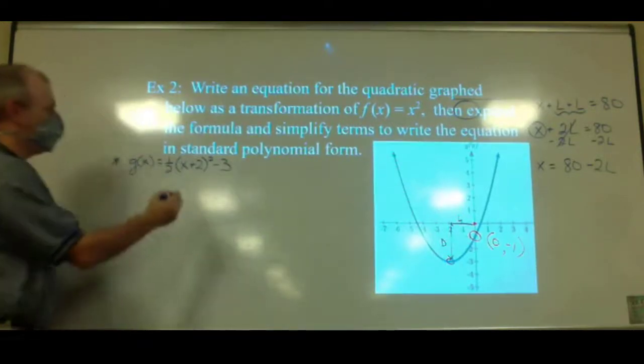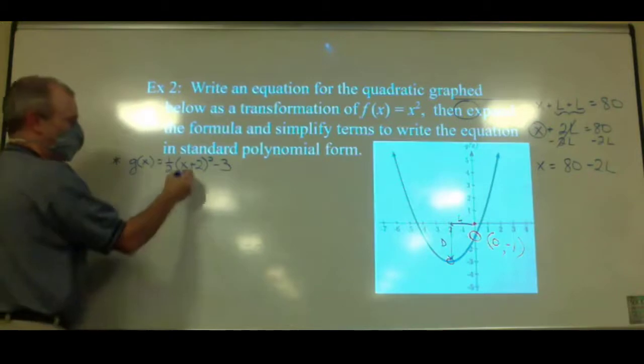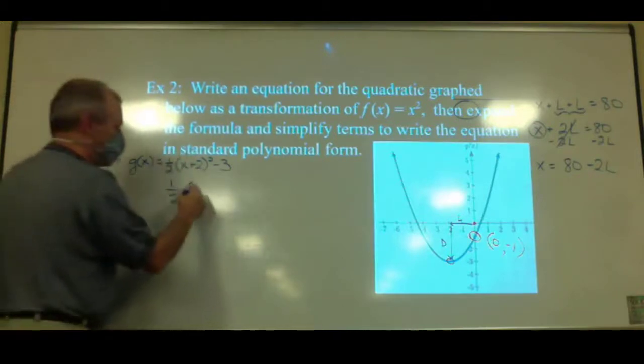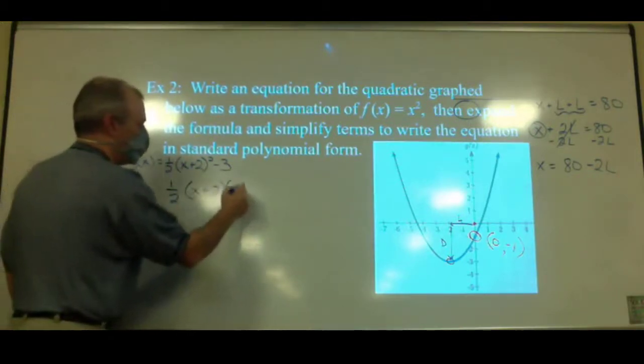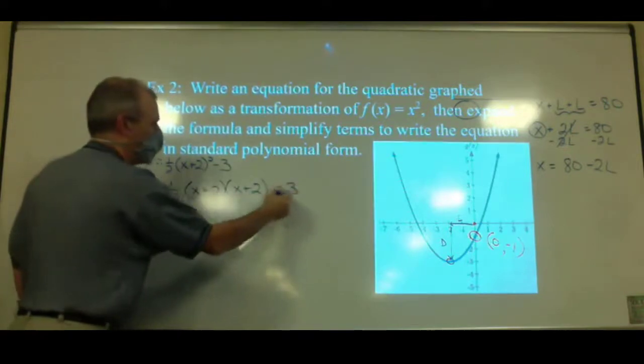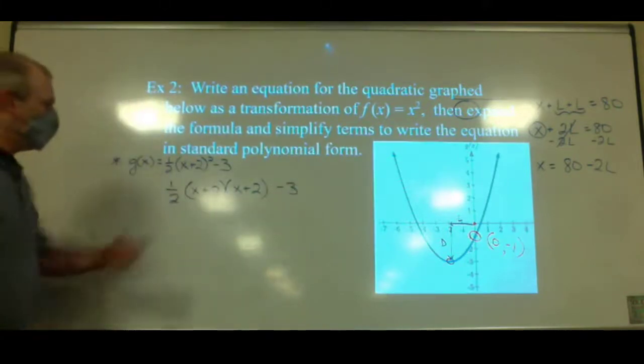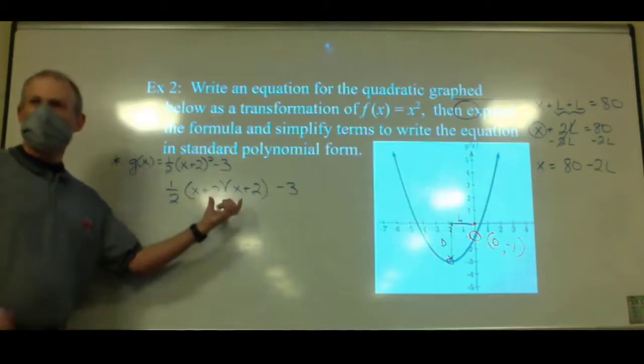All right, so what we're going to do, I really want to get your x plus 2 squared means x plus 2 times x plus 2. And then we still have the minus 3 at the end. We do this multiplying first, and you remember we have to distribute.